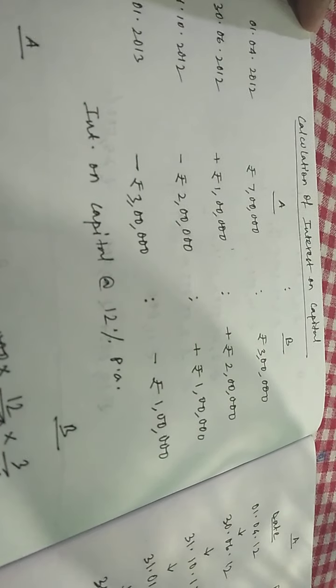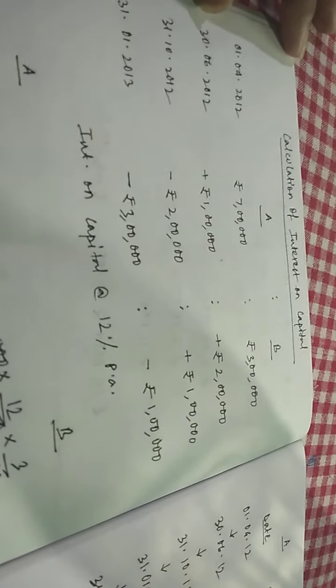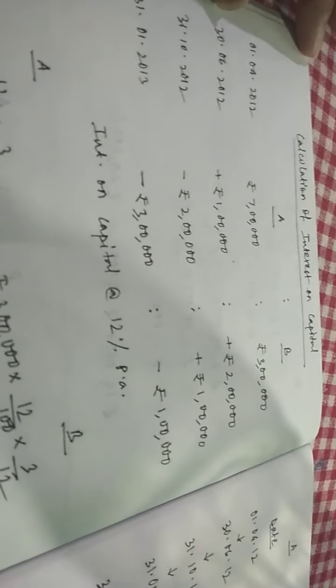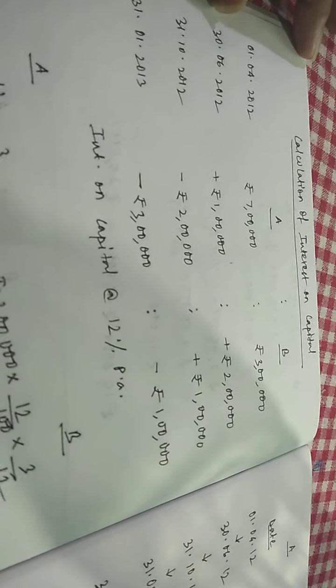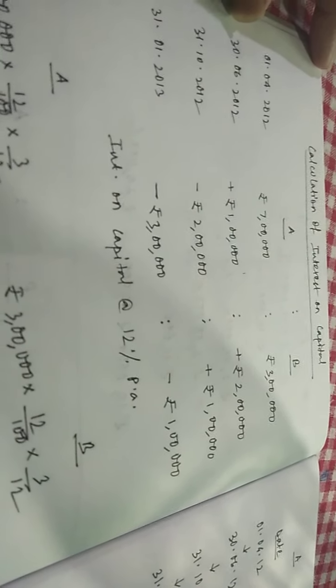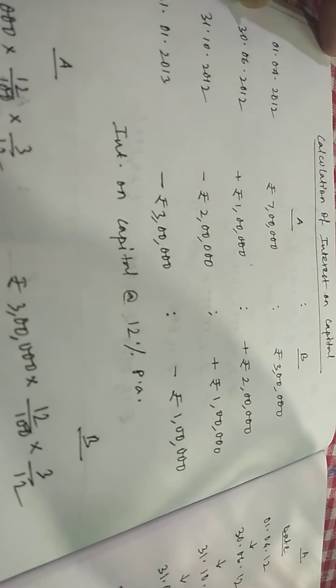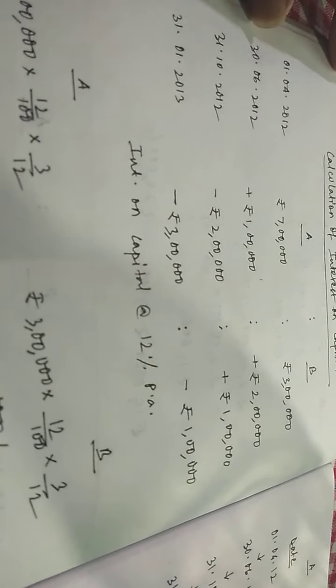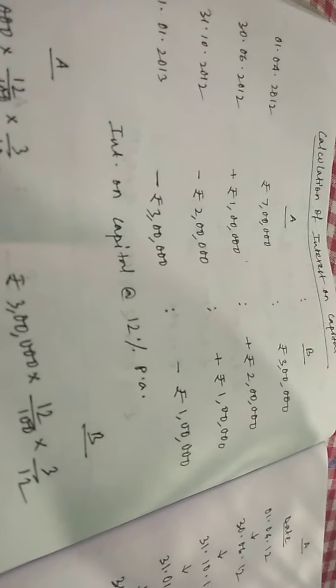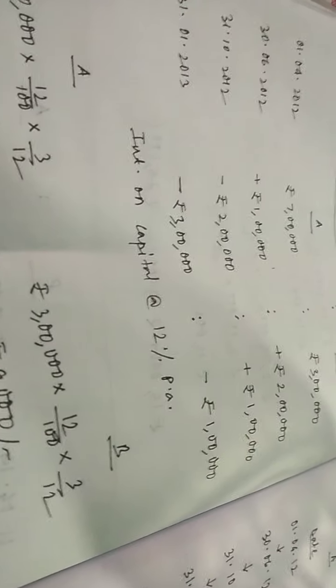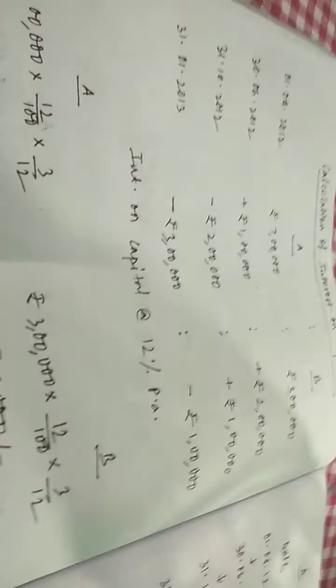Whereas for B, on 1st April 2012, his capital is 3 lakh. On 30th June 2012, his capital is added with rupees 2 lakh again. On 31st of October 2012, he again adds rupees 1 lakh. And on 31st of January 2013, he withdraws rupees 1 lakh from there. The rate of interest on capital is 12% per annum. So in this, how will we solve the sum?